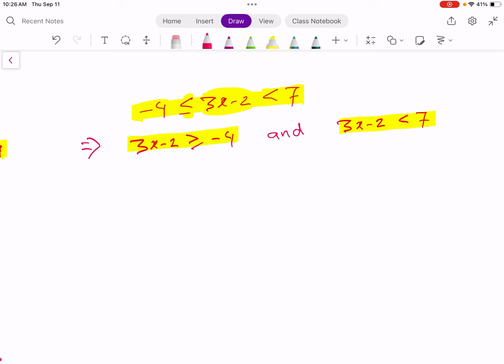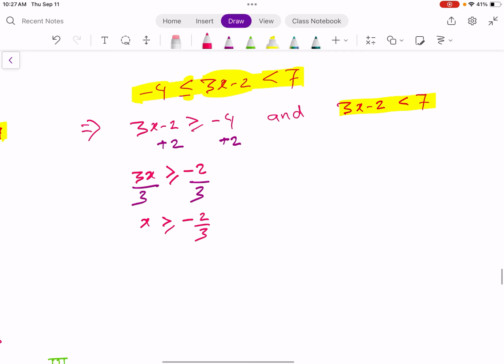At first, what would be the first step here? How do we solve this first inequality? We need to get rid of -2 and we need to get rid of 3. How do we get rid of -2? You add 2 on both sides. So we have 3x greater than or equals to -2. Now we need to get rid of 3, so you divide both sides by 3. So this is x greater than or equals to -2/3.